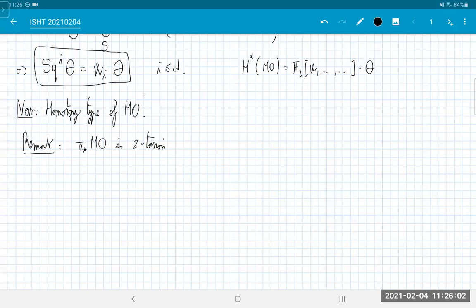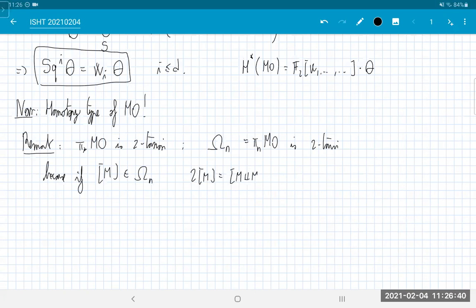But since we proved the Pontryagin-Thom theorem, it's enough to show that O_N, the unoriented bordism group, is two torsion. Because if we have a class here, we need to show that the class of M disjoint M is trivial. So 2M is the class of M disjoint union M, and that's the class of the boundary of the cylinder. So that's zero. And here I am using that I'm unoriented, because normally the orientations of the two ends of the boundary would be different.